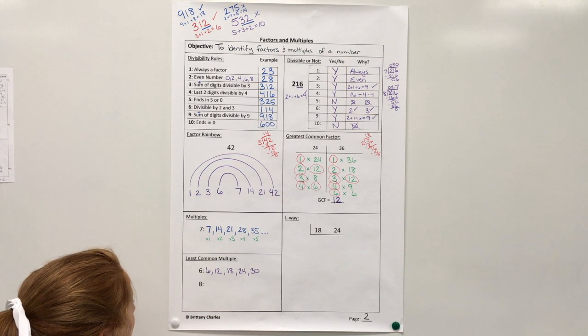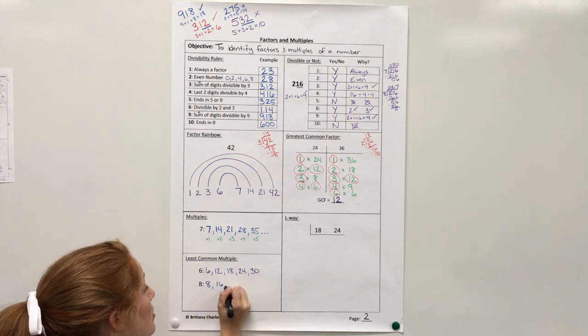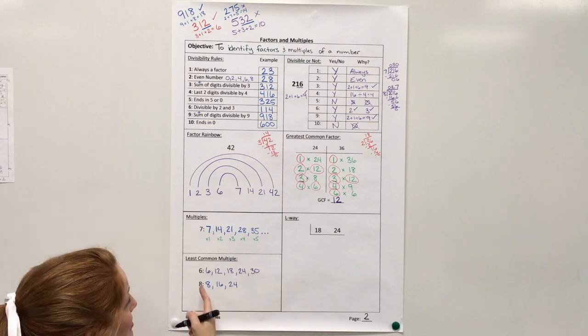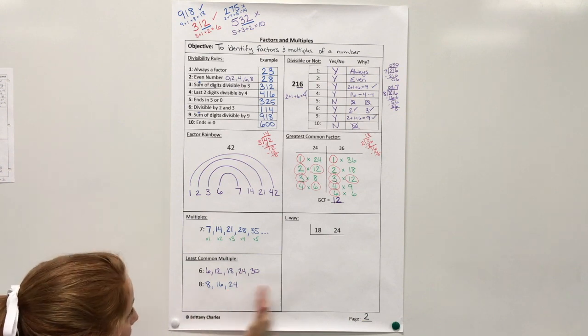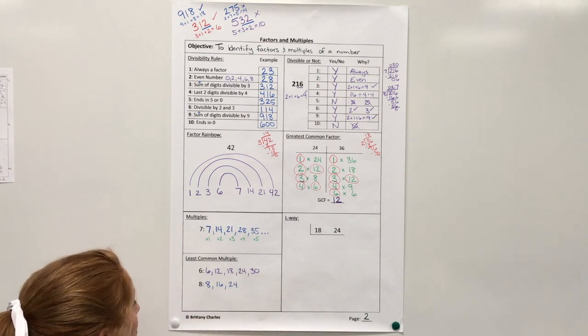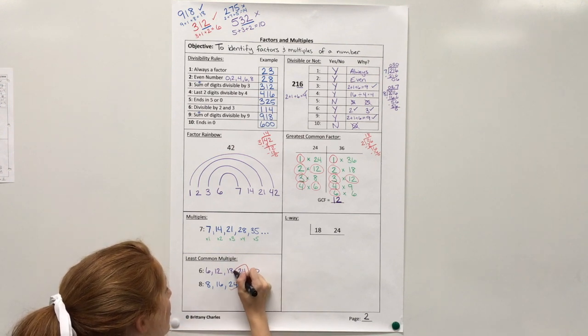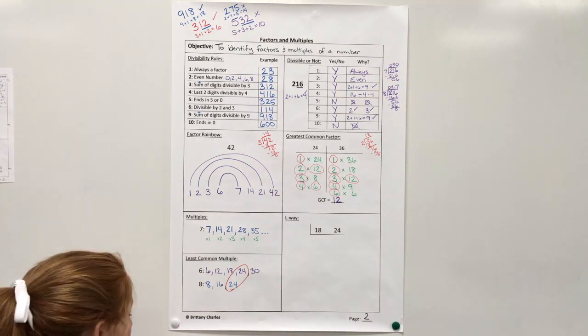Let's try 8 now. 8, 16, 24, and I can stop because I see that they both have 24 on the list. So I don't need to continue listing any multiples because I have found it. The least common multiple is 24 for 6 and 8.